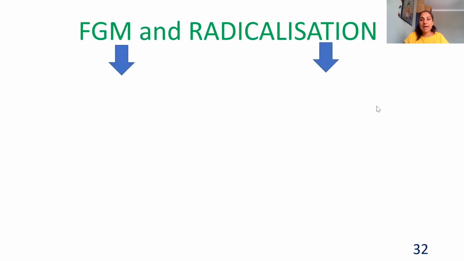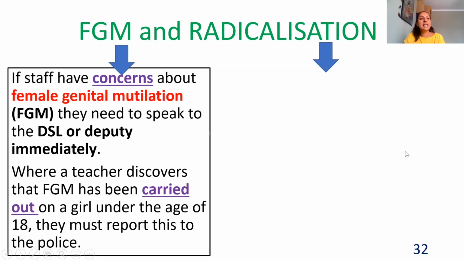When it comes to FGM and radicalisation, there is additional information you need to know. If a staff member has concerns about FGM, female genital mutilation, they need to speak to the designated safeguarding lead immediately. Where a teacher discovers that FGM has been carried out on a girl under the age of 18, they must report this to the police. This is our duty as a teacher, to provide the police with this information immediately. It is a criminal offence for FGM to be carried out on anyone, let alone a young person.